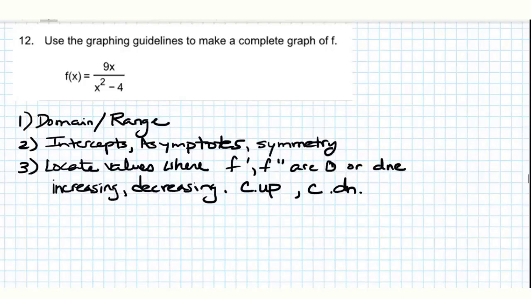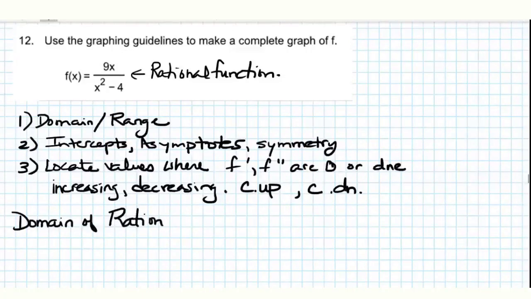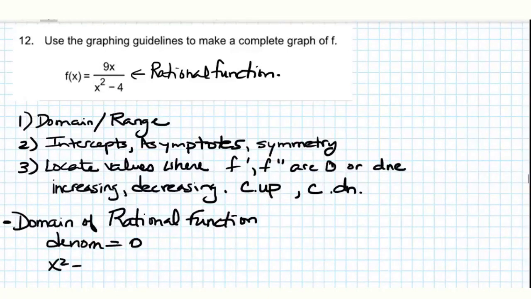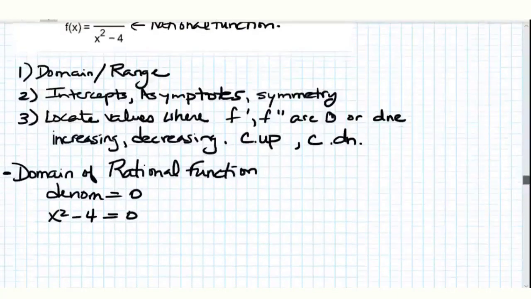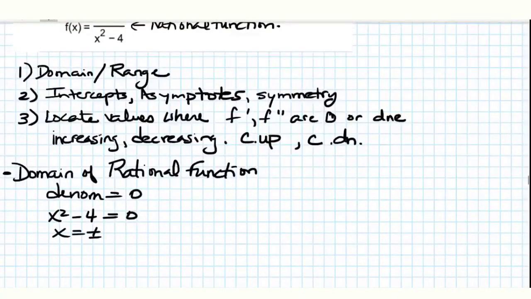This particular function is a rational function. That just means that it's a fraction, a ratio. And in a rational function, when you're finding the domain, the only place that you're going to have restricted values of x that we're not allowed to plug in is where the denominator is equal to 0. So whenever you're finding the domain of a rational function, you're always going to set the denominator equal to 0. In this case, x squared minus 4 equals 0 would mean that x is equal to plus or minus 2. So those are the only values that we're not allowed to have.